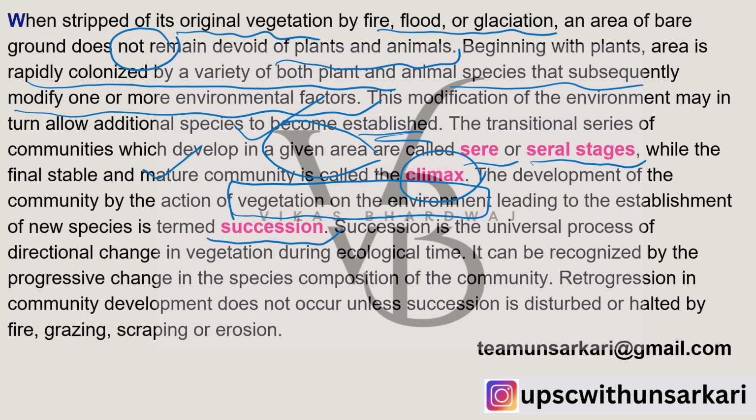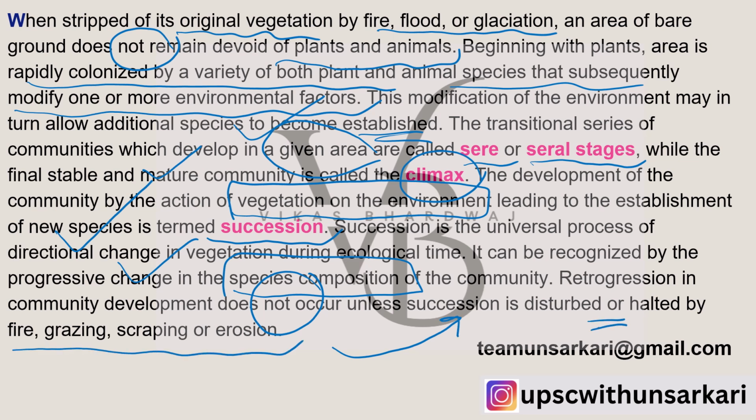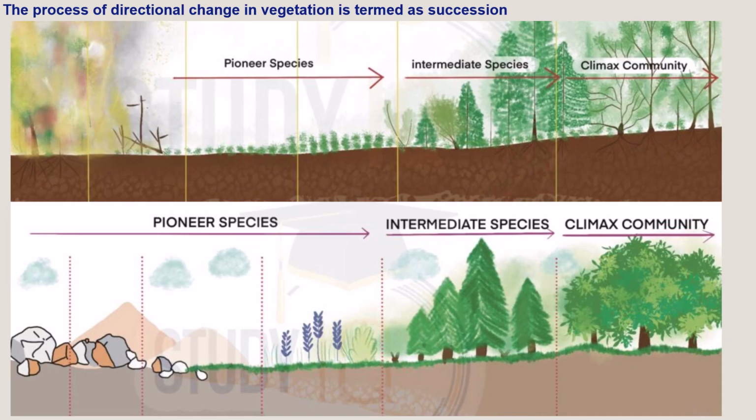So how can we conclude? Succession is the universal process of directional change in vegetation during ecological time. It can be recognized by progressive change in species composition of the community. Even retrogression in community development does not occur unless succession is disturbed or halted by fire, grazing, scraping or erosion. So we have understood clearly that unless anthropogenic or other factors are there, there is not going to be a stopping or change in the ecological succession. Some factor must work. So the process of directional change in vegetation is termed as succession.